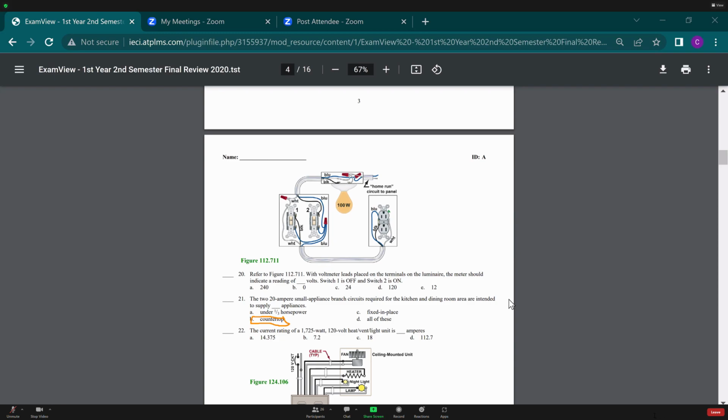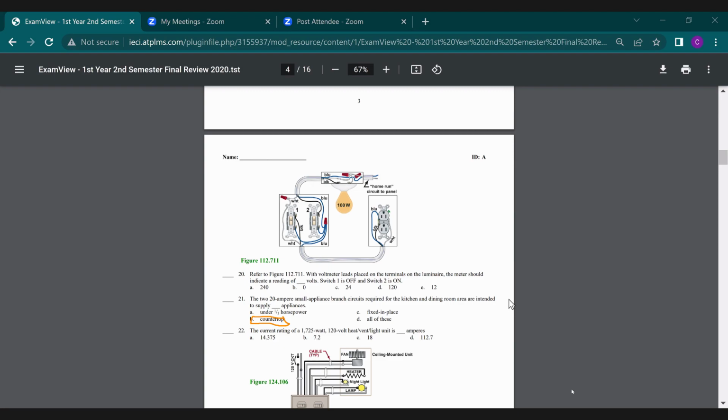All right, moving on down. Number 22 here. Yep, 210.52(C). Number 22, the current rating of a 1725 watt 120 volt heat vent light unit is blank amps. So they don't say anything about an applied version here. They just say the current rating. If it's the current rating, that means whatever the nameplate says, that's what we can get off of it. So we're rated at 1725 at 120 volts.